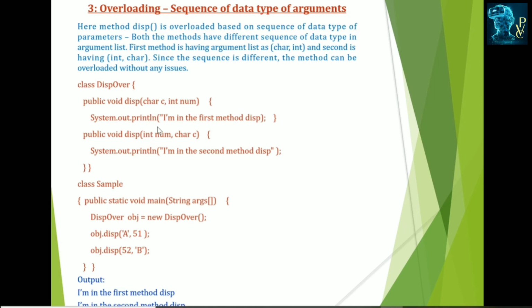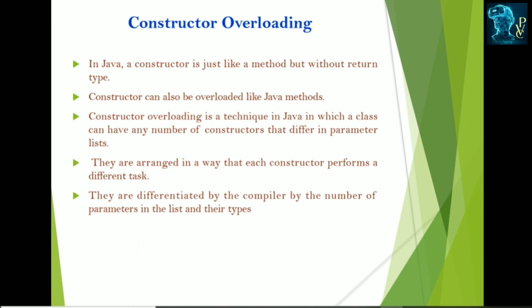Next, constructor overloading. What is a constructor? A constructor is just like a method in Java, but it is called a special method because its name is the same as the class name, and a constructor is used to instantiate objects. A constructor can also be overloaded, meaning we can define any number of constructors within the same class, but the difference must be in the arguments and data types of the constructors. A constructor is the same as a method but without a return type.